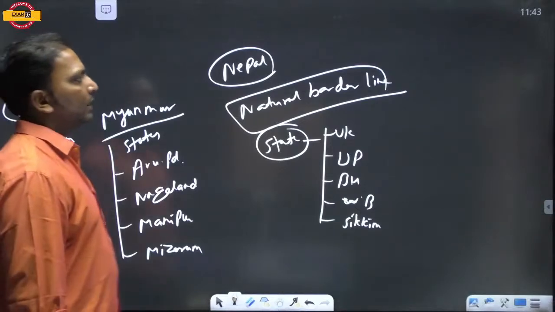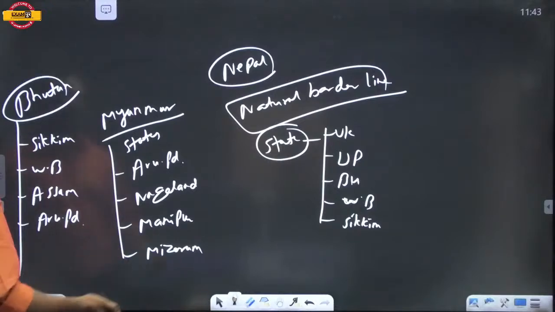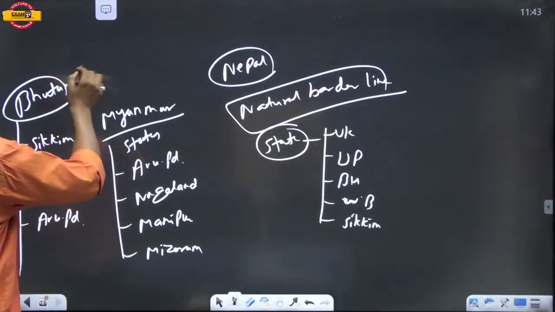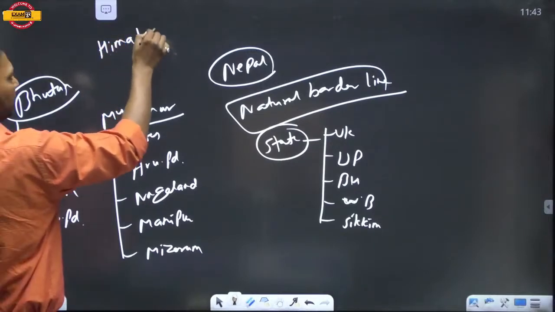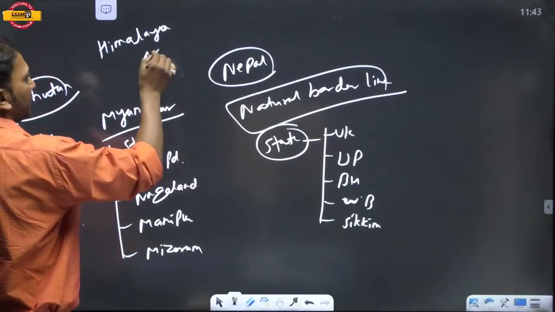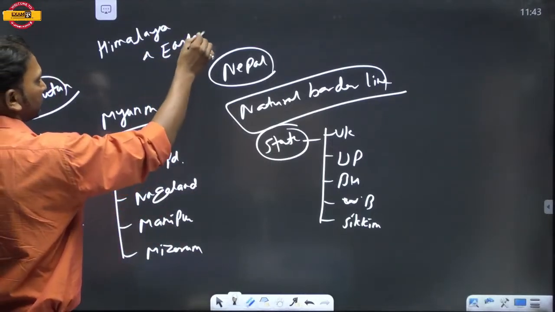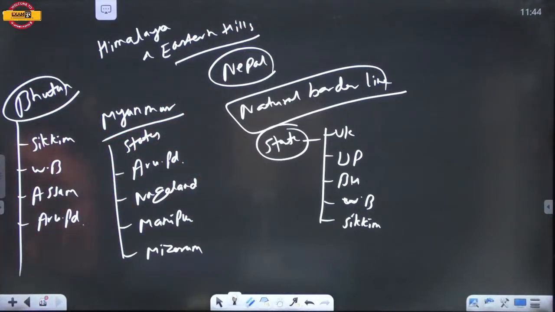So the natural border line, or Prakritik Sima Rekha, which is the so-called natural boundary, is derived by the Himalaya and the eastern hills. Himalaya and eastern hills. Okay.